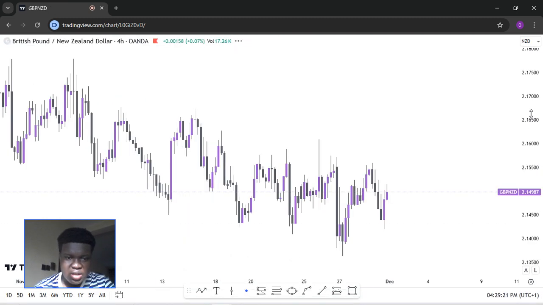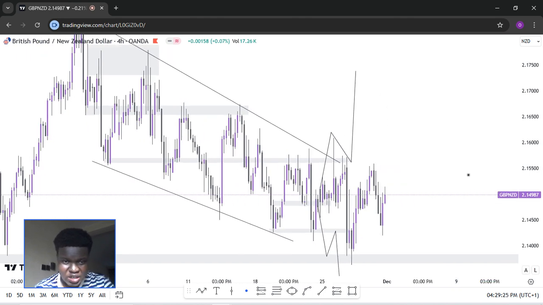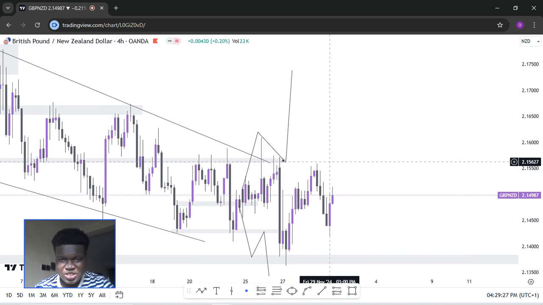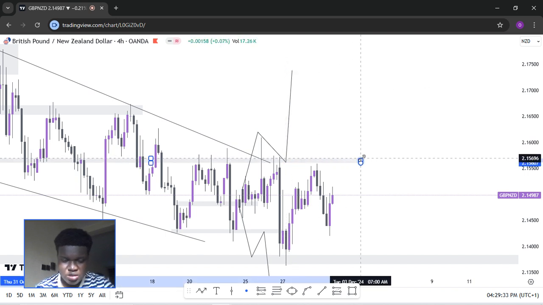The next pair on our watch list for the week was GBP NZD. As you can see, I still have this pair on my watch list. I'm favoring the upside. Just a moment. There you go.